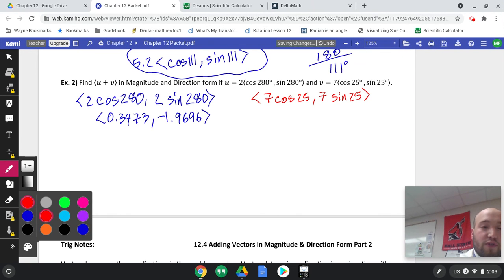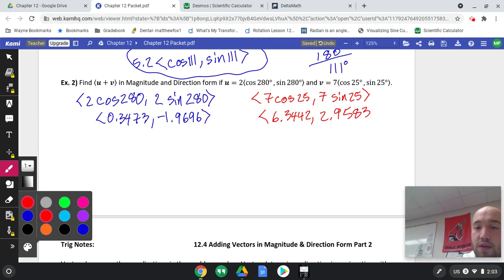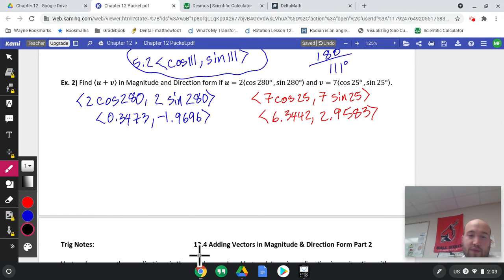So there is for u, and for v, we already found this, but 6.3442 and 2.9583. Okay, step 1 is complete. Now step 2, over here in black, if we combine these, just add them up.